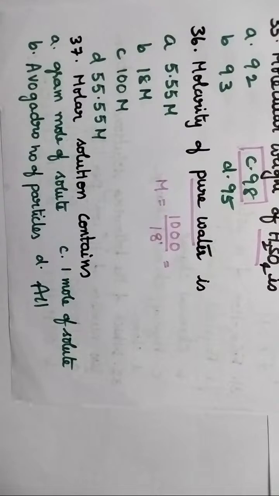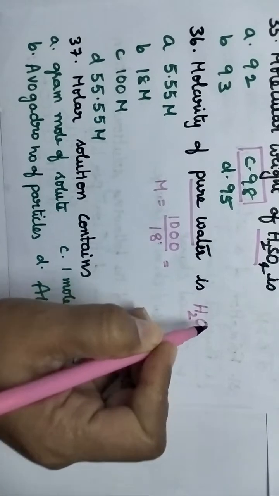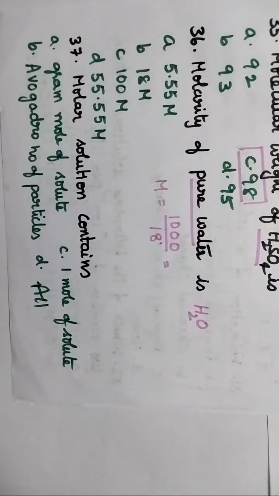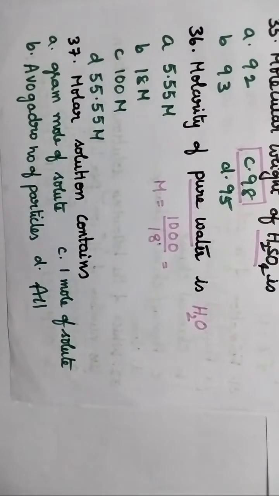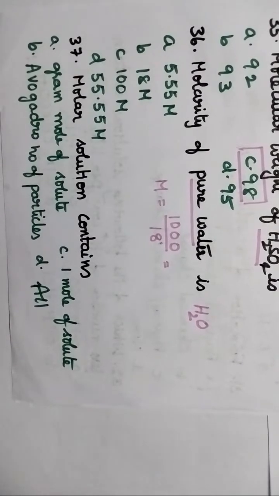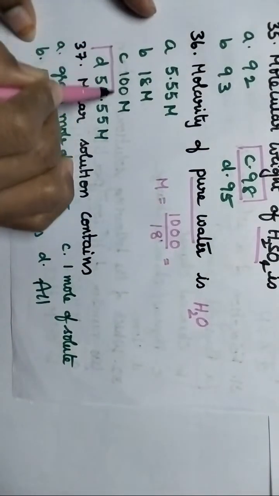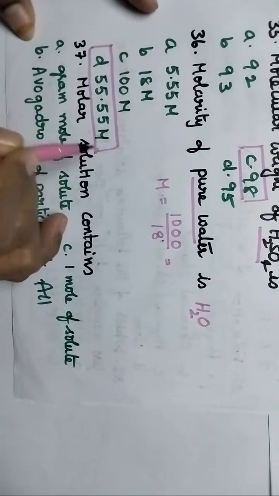So the molarity of pure water you are supposed to calculate. So you just do weight by gram molecular weight. So 1000 by 18. H2O, its molecular weight is 18. So 1000 by 18. Who gave the right answer? Leela gave the right answer. 1000 by 18 is equal to 55.55. Very good.